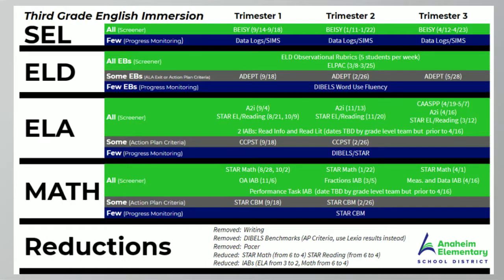So this is a snapshot of one of our grade level assessment calendars, and you can see the similar coloring systems. This happens to be our 3rd grade English immersion assessment calendar. It's organized by subject first, and also by trimester. The majority of our district level assessments occur about once per trimester. Some are a little more often, and a few are even less often.